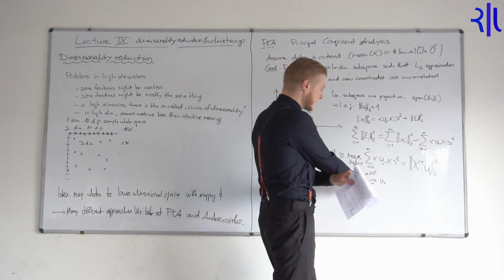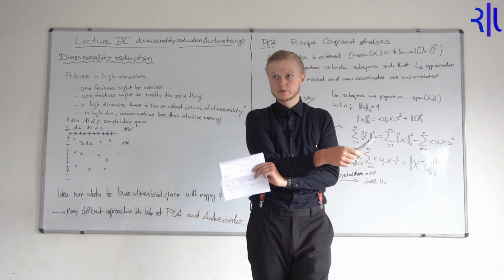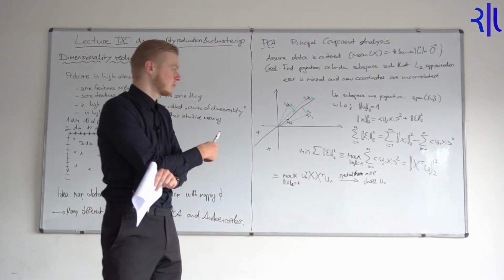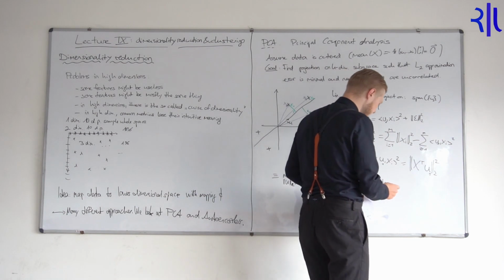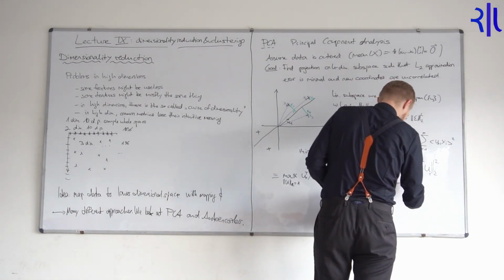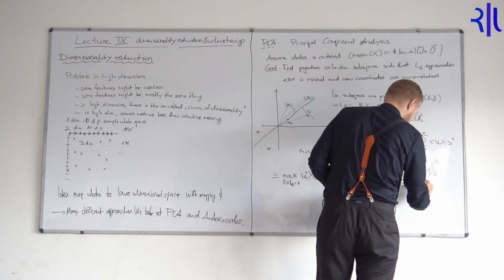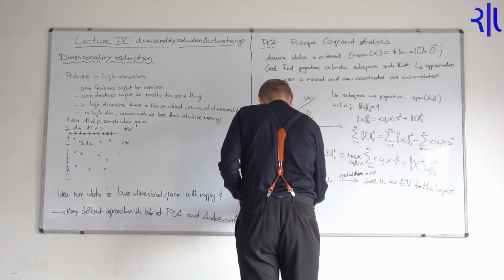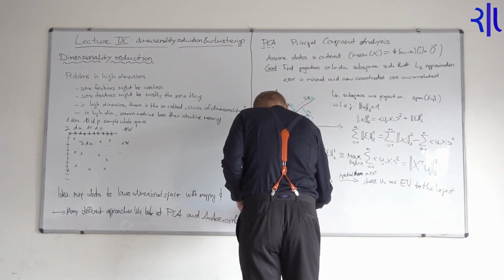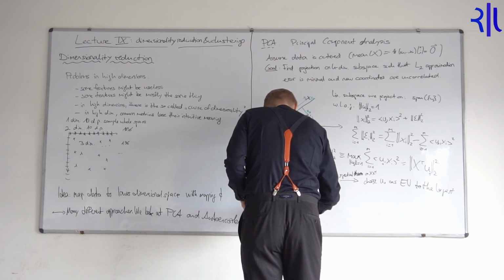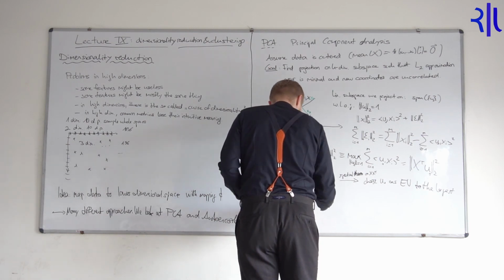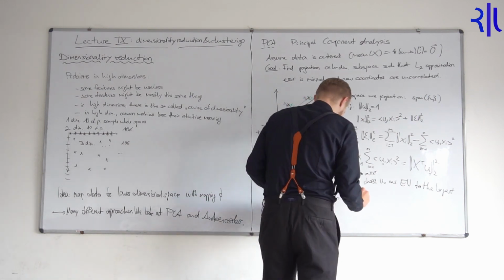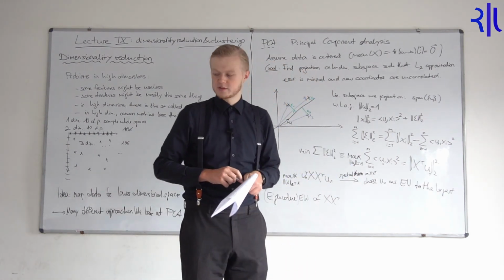So I added an index 1 because later on we want to not just project on a one-dimensional subspace, but we might want to add more dimensions. So with this we can index. So choose u1 as an eigenvector to the largest eigenvalue of x times x transpose.